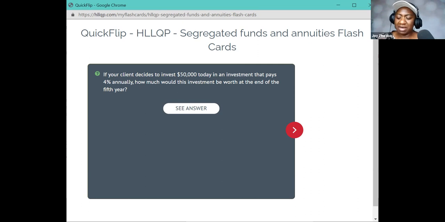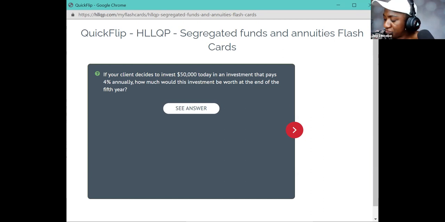I use my phone. Initially I didn't know how to use this function until one of our students showed me. Let me use my phone like this, when I turn it, right? So I have 50,000 in bracket 1 minus 0.04 raised to power 5.